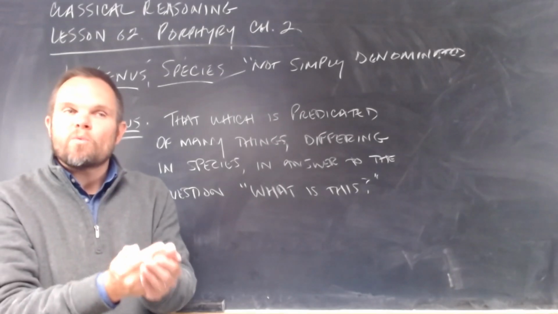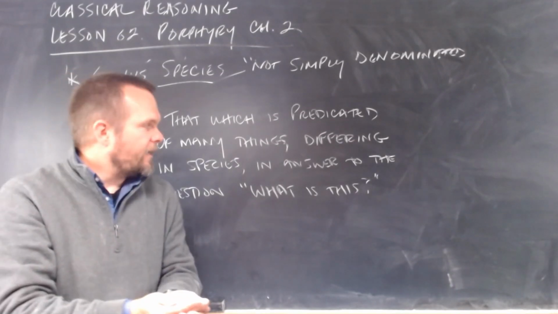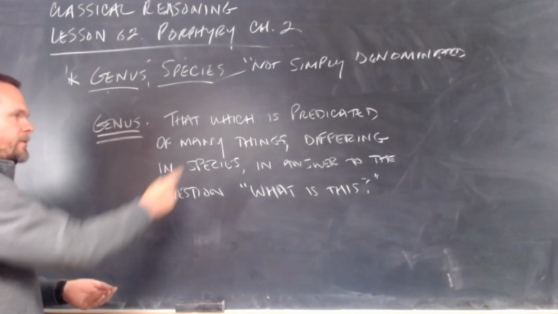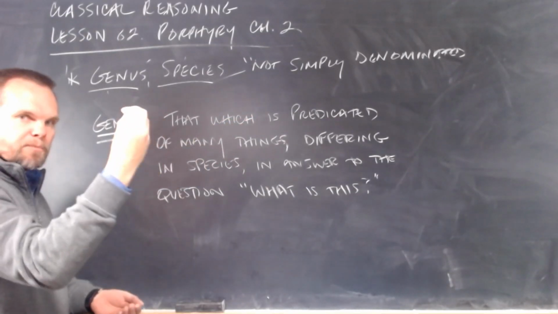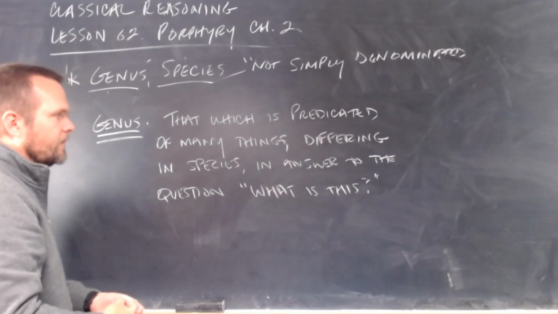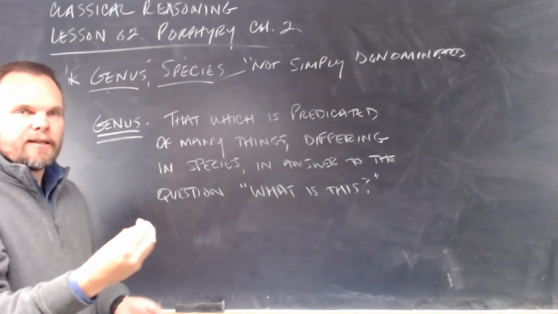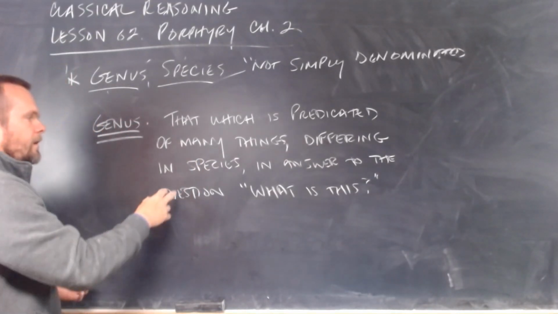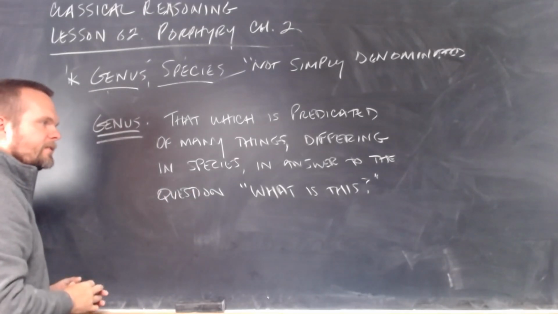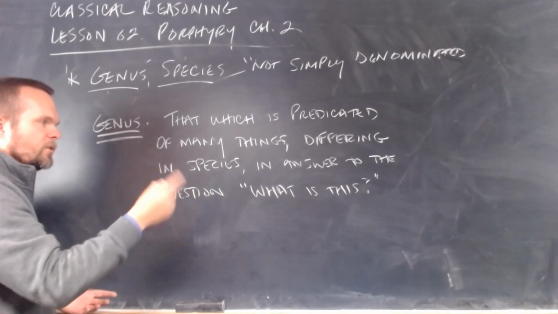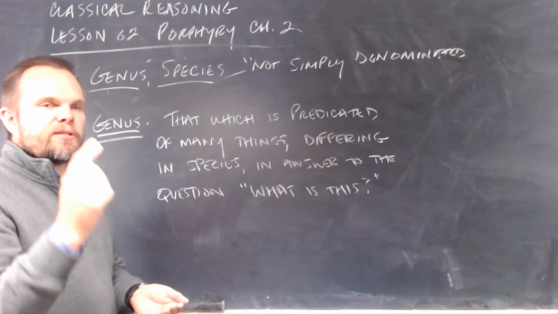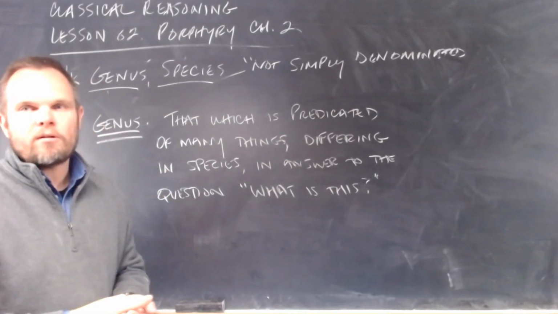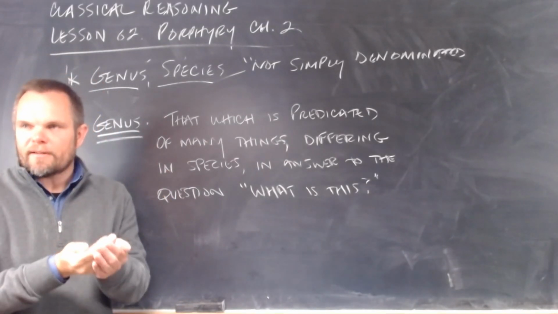If I asked you, what is this? And you named a class of things, what's predicated of many things. It's predicated of many things because there are many things in the class. Differing in species, in answer to the question, what is this? If you said that is an animal, you would name the genus of this thing.